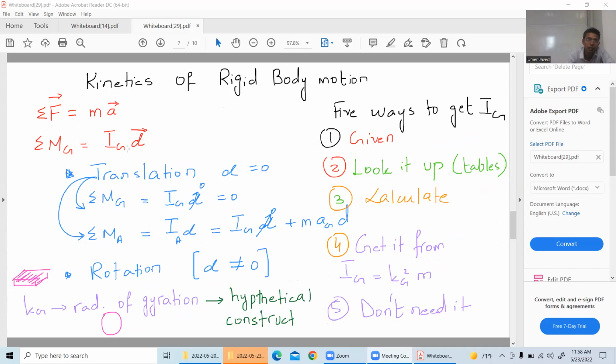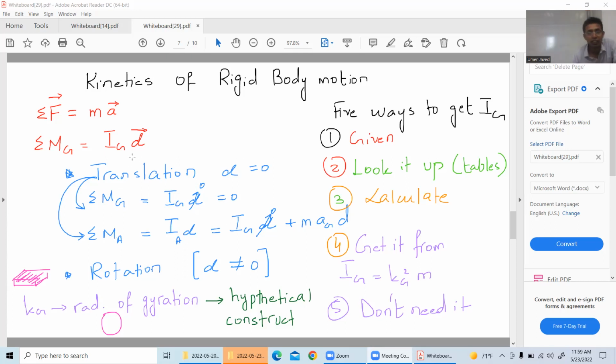Summation of forces, summation of moments about center of mass is Ig alpha. Kinetics of rigid body motion means that we are talking about objects whose sizes do matter to us. We said that in translation, the angular acceleration is 0, right? So summation of moments about center of mass is equal to Ig alpha equal to 0 and alpha is 0. But I told you something very strange.